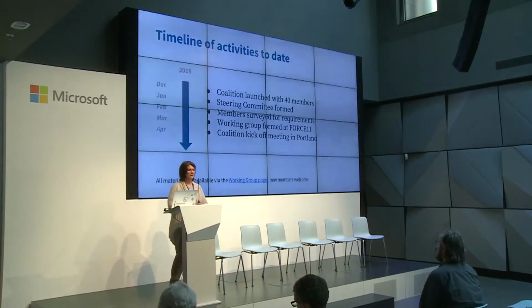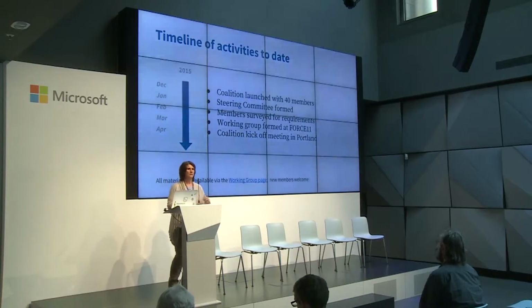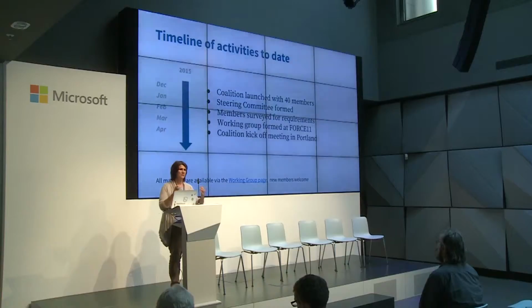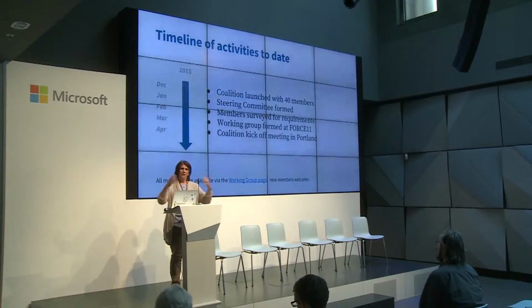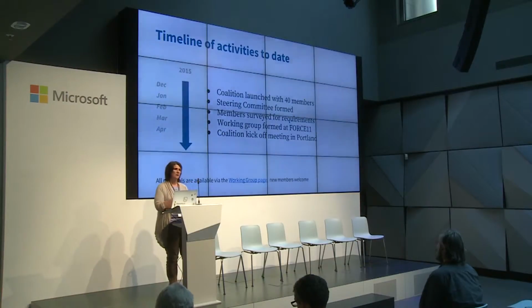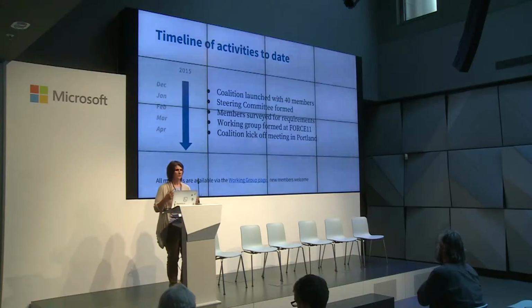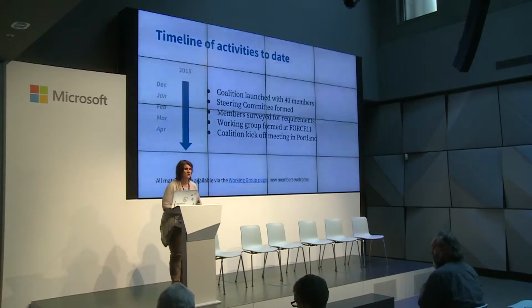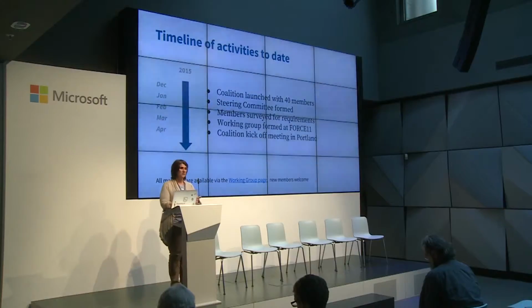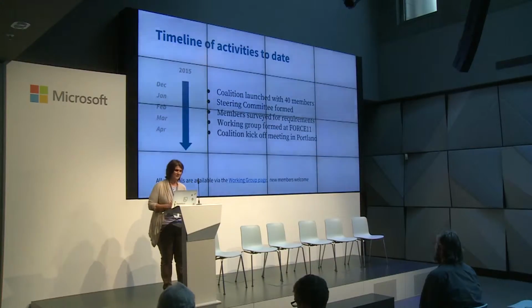So what have we done to date? The coalition was actually launched with 40 members in December 2015. Dan Whaley of Hypothes.is was, I think, the driving force behind this, recognizing again that the more annotations there are, the more we all benefit, the more it becomes a standard practice, and that we really do need broad participation across all of these different platforms in order for this to be successful, and web annotation in general to be successful. A steering committee was formed in January, and when you see the names in the next slide, you can look, because several of the people sitting in this audience are on the steering committee.